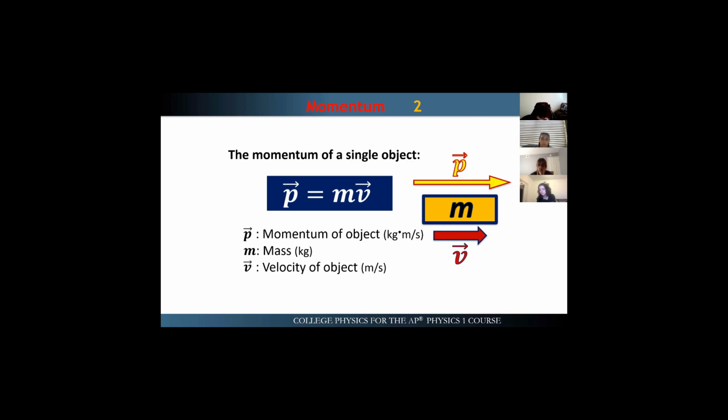Now, since velocity is a vector, it will have direction. And that makes momentum a vector with direction, right? So here's a couple concluding facts about momentum.